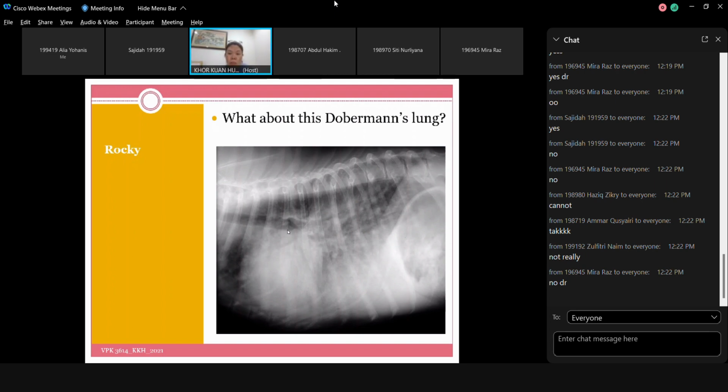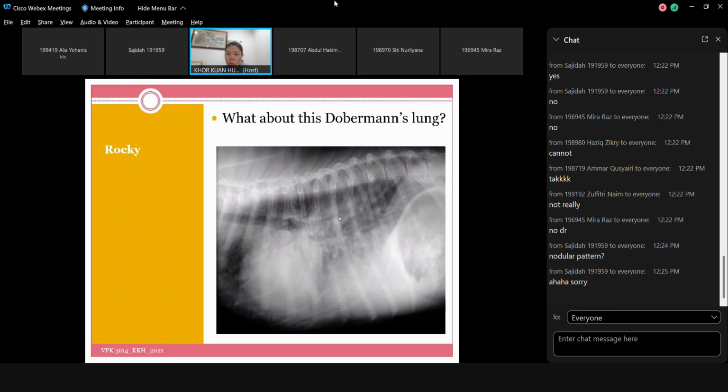Increase, obesity, lung parenchyma, generalized. Nodular pattern. Nodular pattern normally, you can see nodules. You can see circular shapes. Okay, we are doing cardiovascular, no, we are not doing onco cases now.